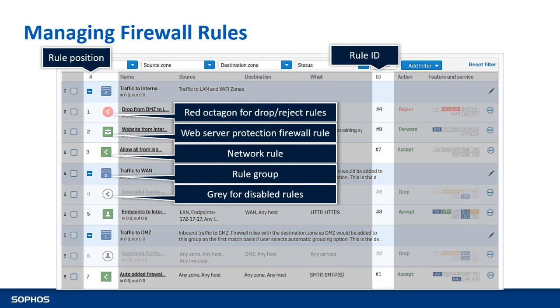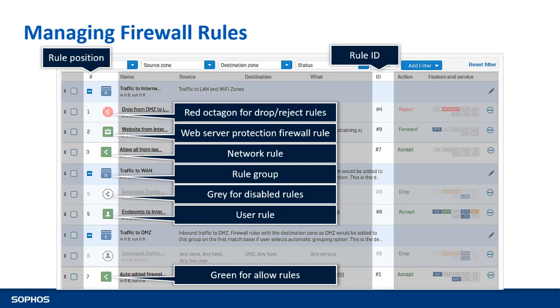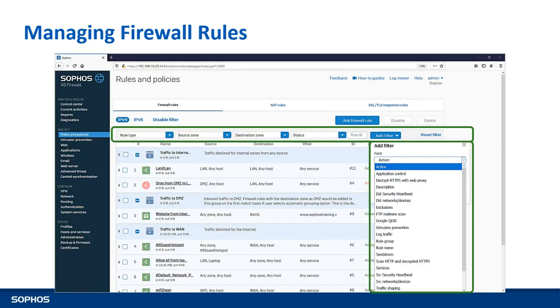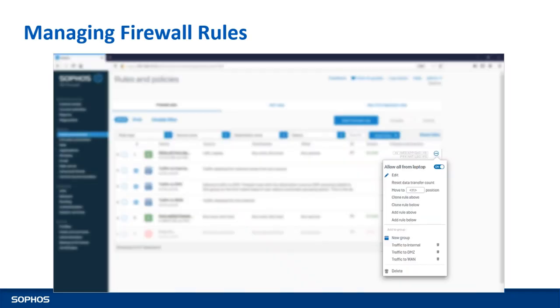And green is for disabled rules, user rules, and green for allowed rules. At the top of the firewall rules are common filters that can be applied using the drop-down menus. You can also add more detailed filters based on any field in the firewall rule if you prefer.